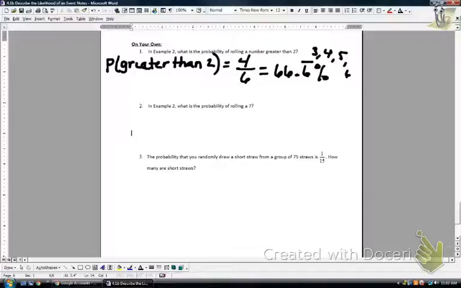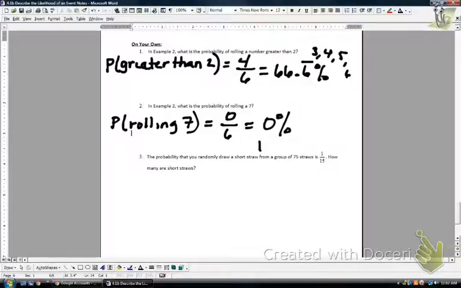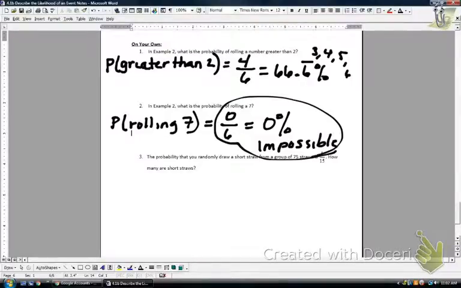All right, then in example 2, that's the number cube again. What is the probability of rolling a 7? Well, my number cube only goes to 6, so that means I cannot roll a 7. 0 out of 6, that's a 0%. That's impossible. There's no way for that to occur.